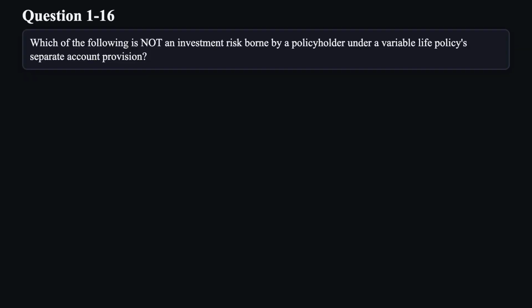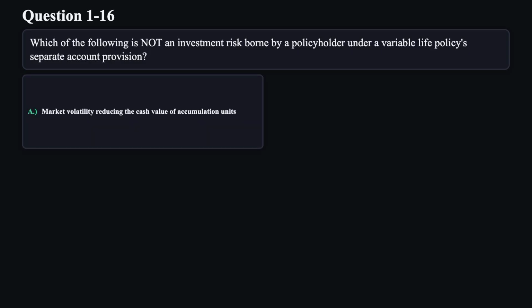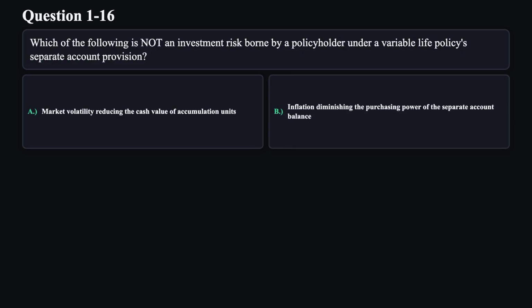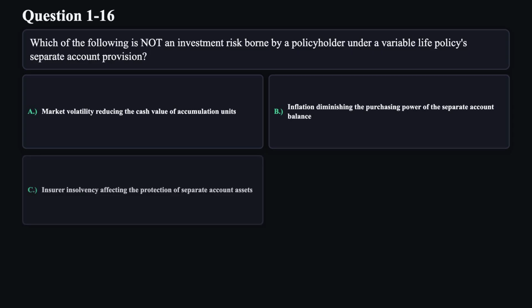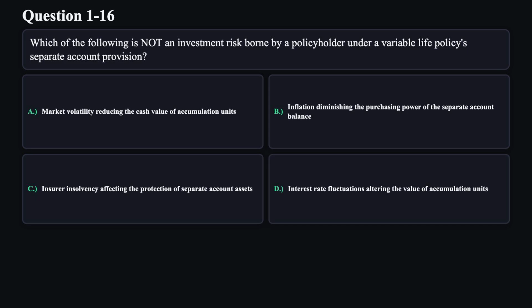Question 16. Which of the following is not an investment risk borne by a policyholder under a variable life policy's separate account provision? A. Market volatility reducing the cash value of accumulation units. B. Inflation diminishing the purchasing power of the separate account balance. C. Insurer insolvency affecting the protection of separate account assets. D. Interest rate fluctuations altering the value of accumulation units.